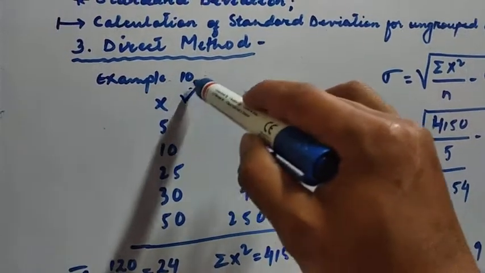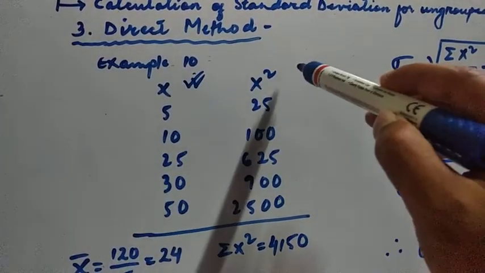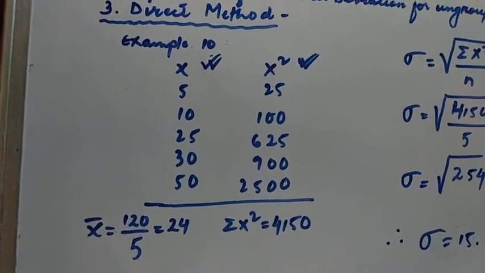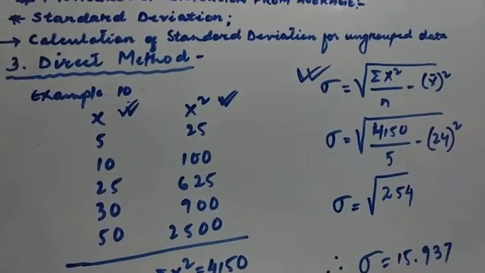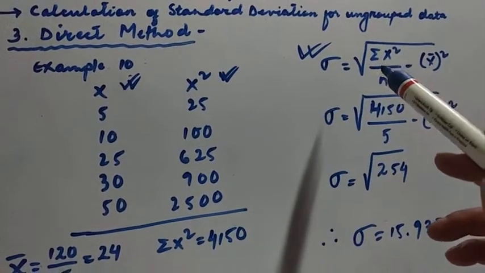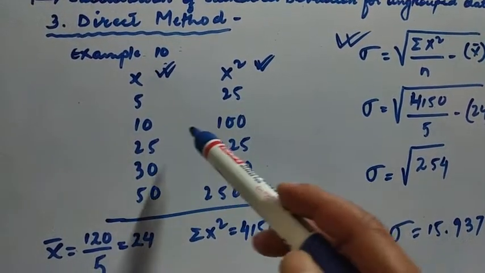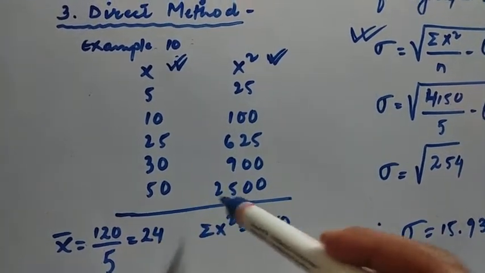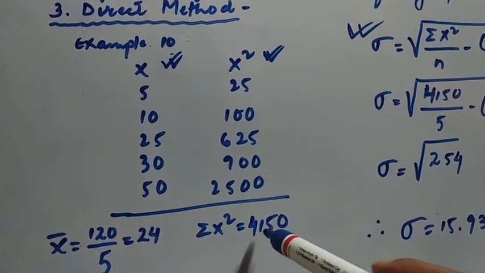So x is given in the question. We are using the same values, and from x you can find out x square. So we are taking directly from the values given without taking any deviation. The formula for the direct method is this one: square root of summation x square divided by n minus x bar square. So you find out what x bar is and what summation x square is. x square: 5 square is 25, 10 square is 100, 25 square is 625, 30 square is 900, 50 square is 2500. So summation x square, you sum up all this and you get 4150.